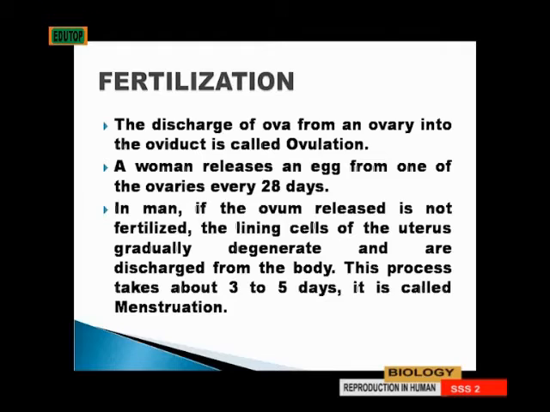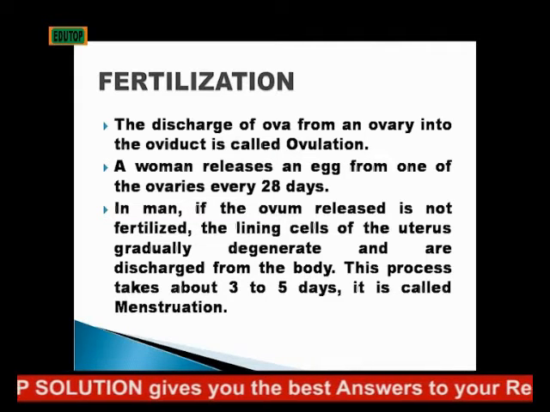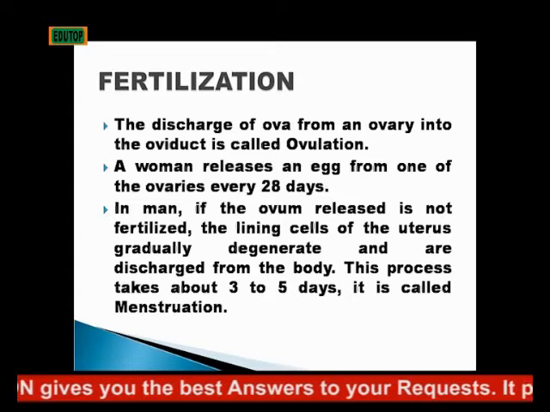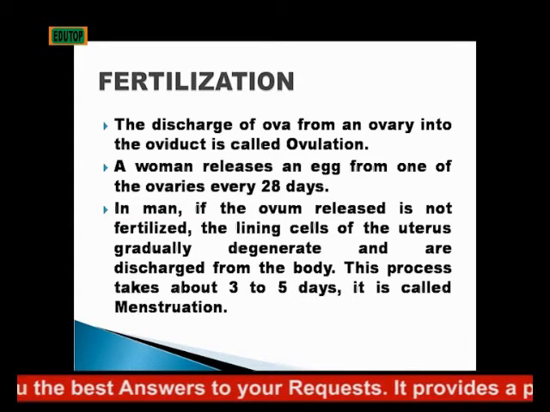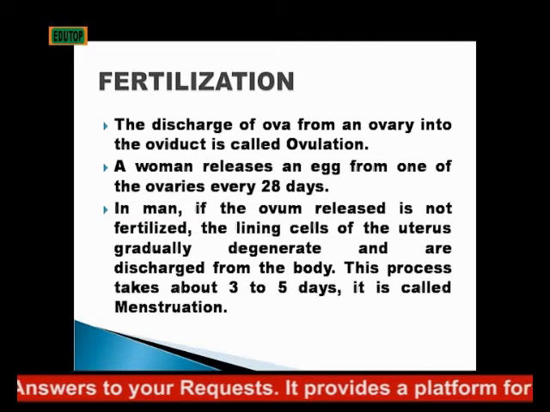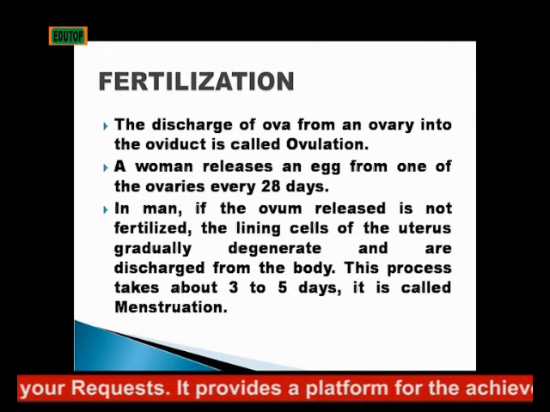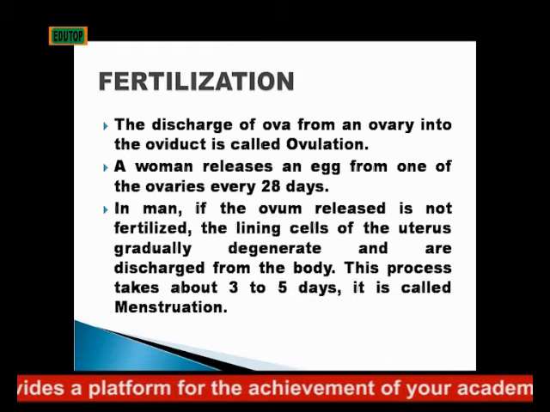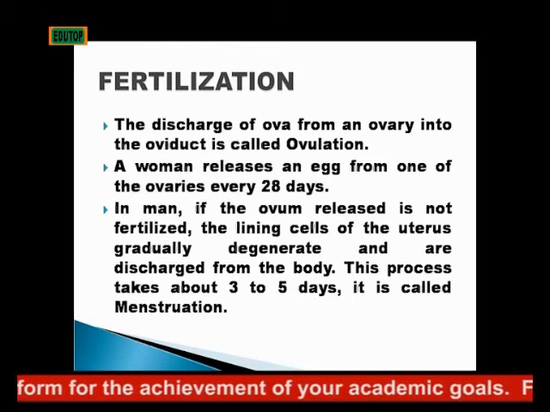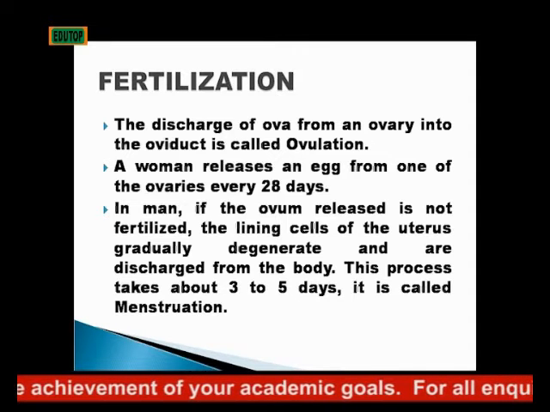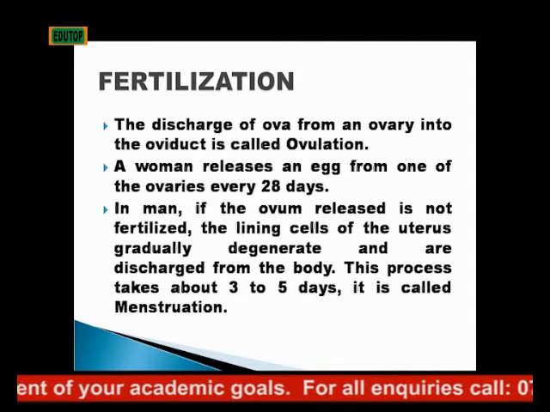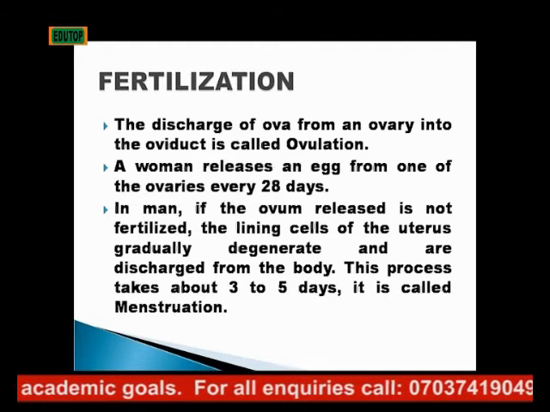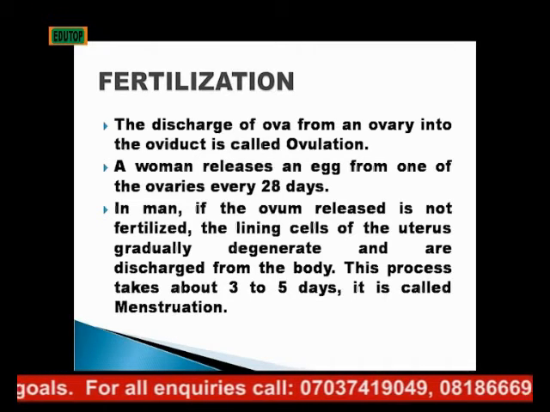So the woman releases an egg from one of the ovaries. I said there are 2 ovaries and 2 fallopian tubes at both sides. So the woman releases eggs from one every 28 days. Then in humans, if the ovum released is not fertilized, the lining of the uterus gradually degenerates. That is, there is no sexual intercourse in those days that the ovum is in the ovary, or fertilization does not just occur.